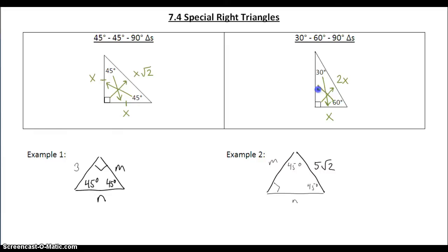And across from the 60-degree angle will be my middle side. So I have my smallest side and my biggest side, and then finally my middle side. So it's going to be bigger than my shortest side, but smaller than my longest side. It has to be right in between these two values. So it's going to be bigger than x, so I'm going to multiply, but I have to multiply by a number smaller than 2. Well, it turns out that that number smaller than 2 is the square root of 3. So these are the two formulas that you're going to have to memorize for this section.